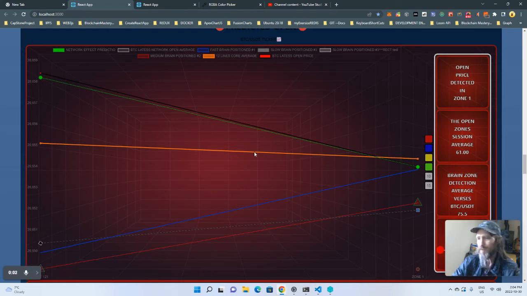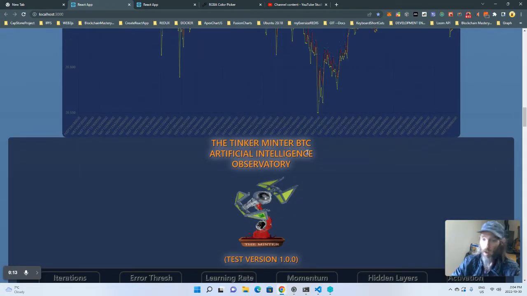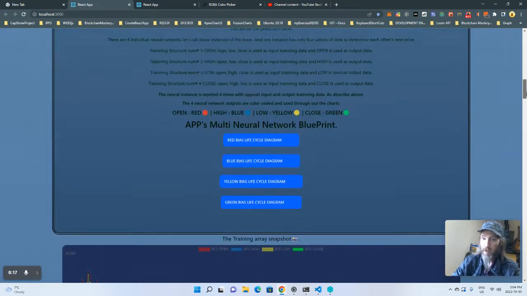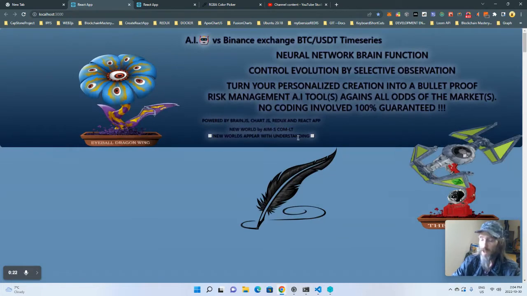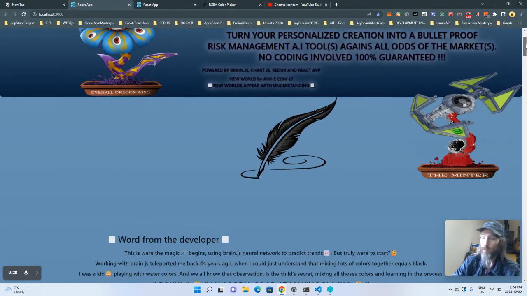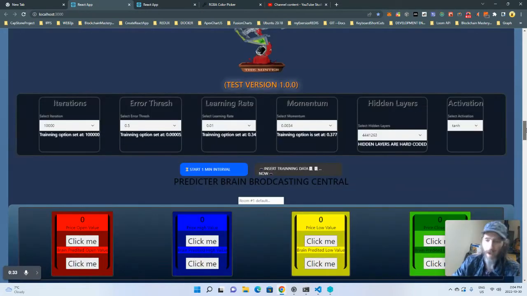Hi everyone, this is Aimcom here, and today we are going to deep dive behind the scenes of this Tinker Minter artificial intelligence observatory. It's built behind the scenes with brain.js. I use Chart, React, Redux, Redux Thunk.